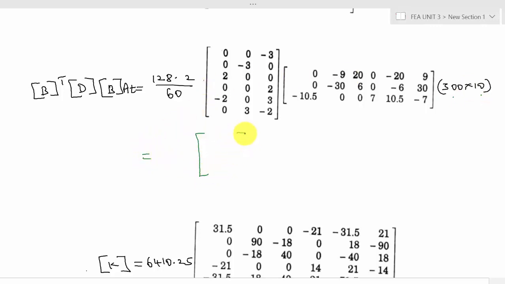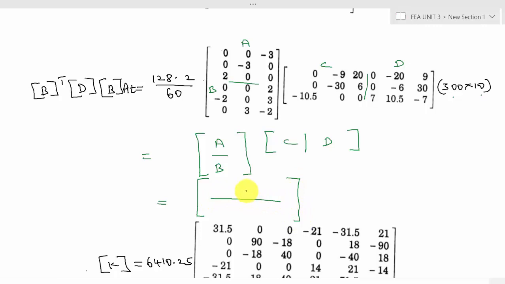This is of 6 cross 3 and this is of 3 cross 6. I am going to split this into 2 matrices and this into another 2 matrices. Let me name them as A, B, C and D. This is my A matrix, B matrix, C matrix and D matrix. Now your final matrix size will be 6 cross 6. So this will be your final matrix.